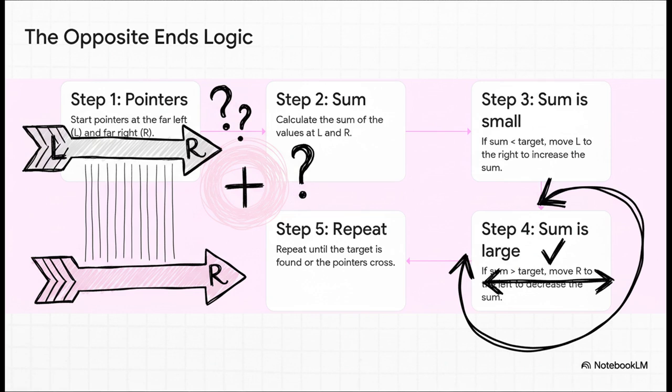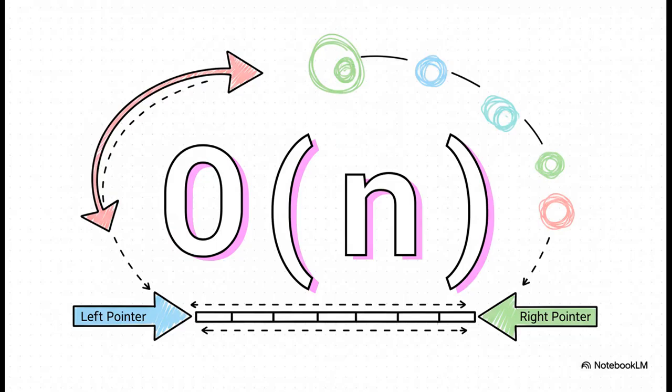With every single step, we are intelligently narrowing the search space, just closing in until we either find our target or the pointers cross. And the result of this whole elegant dance? A beautiful O(n) runtime. Each pointer only moves across the array once. No nested loops, just one single efficient pass. That is a total game changer.